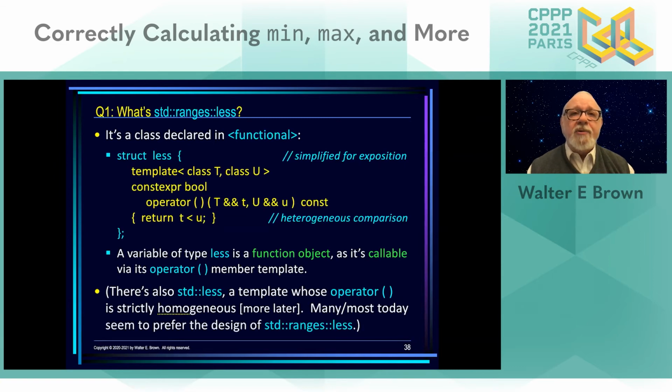I should point out, and I'll talk a little bit more about this later, that there is also std::less as contrasted with std::ranges::less. The major difference is that it's a template and it has an operator parens that is strictly homogeneous. Nowadays, most of the programmers I talk to seem to prefer the design of std::ranges::less. I'll compare them for you a little bit later. But let's get to the second question.